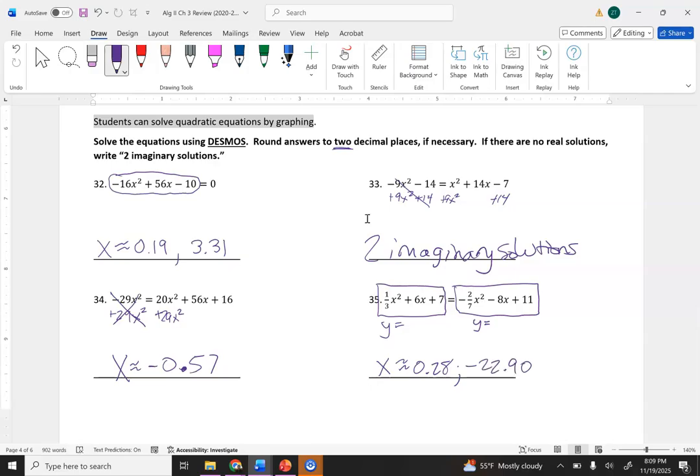All right. So as you can see, both methods will usually work, but that one for number 34 was kind of weird with Desmos. So just be able to do both methods, and then if one method doesn't work for some reason, at least you can switch over.